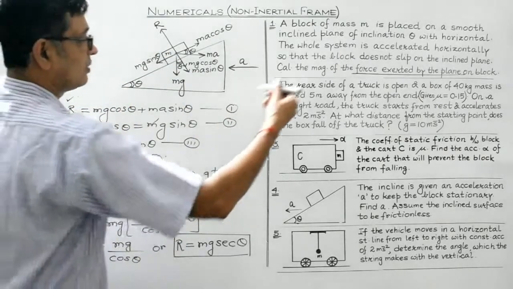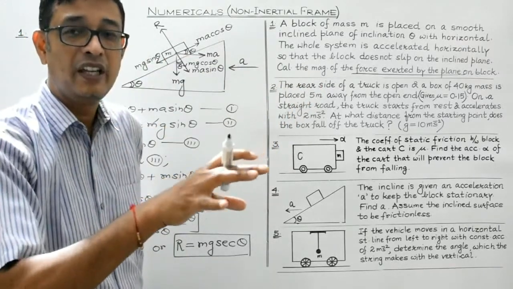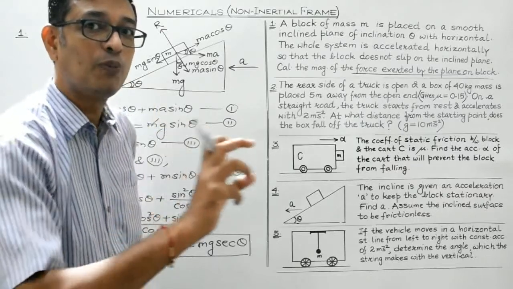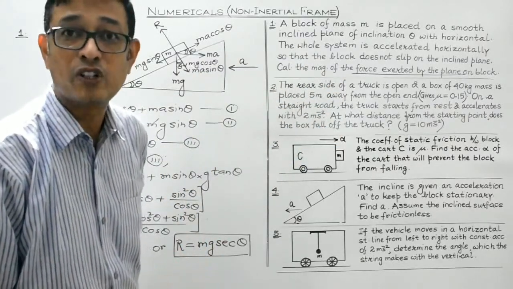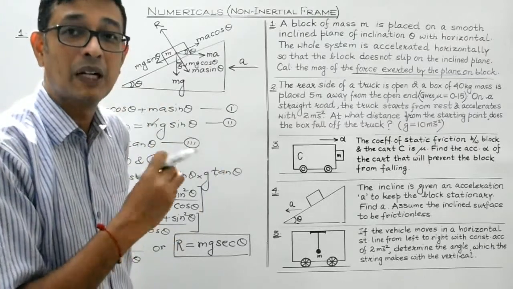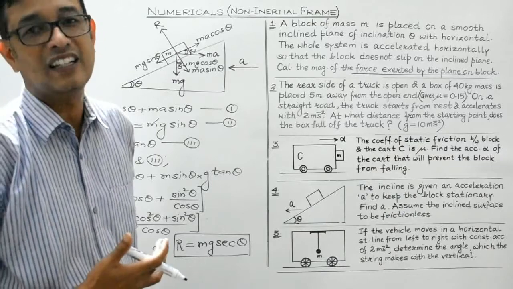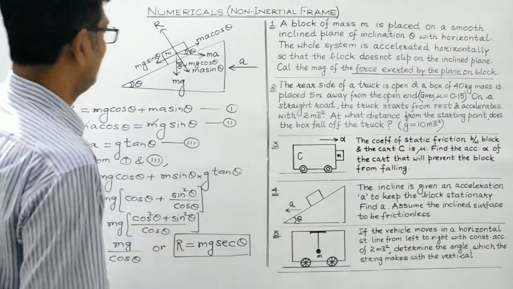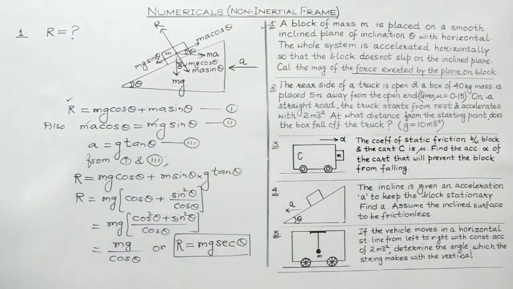So whenever the system gets accelerated, any body which is on this system will experience a force in the opposite direction, and the force would be equal to the product of mass of that body multiplied by the acceleration with which the system is accelerated. Clear? So we are over with question number 1. Let's try to concentrate on question number 2 then.